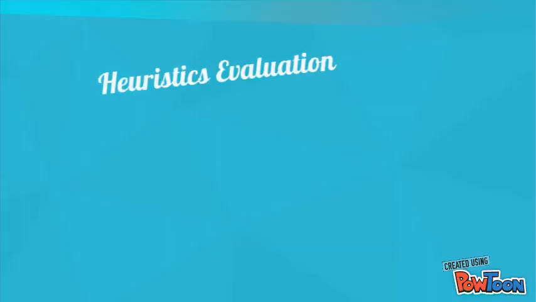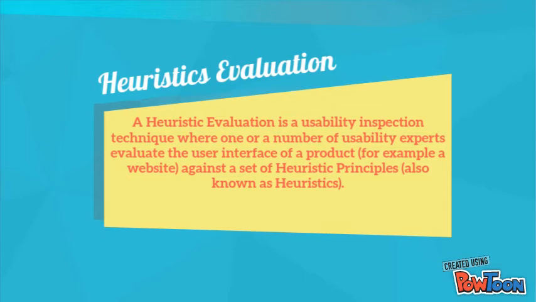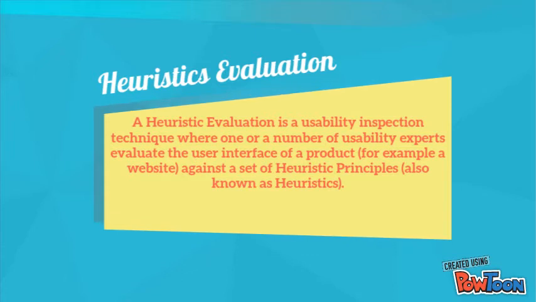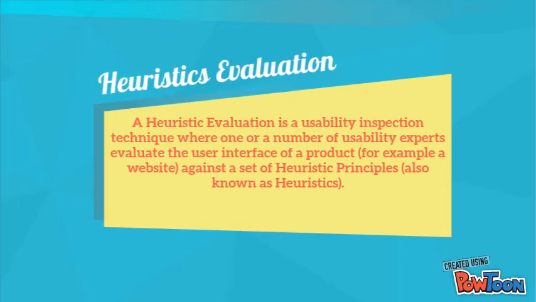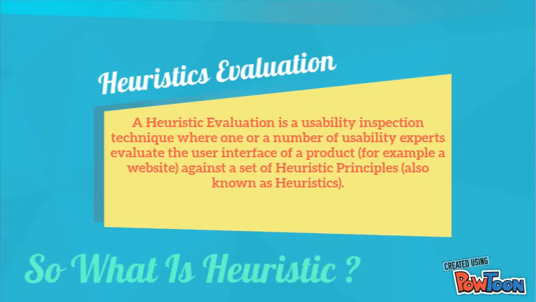Let's start. Heuristic evaluation. A heuristic evaluation is a usability inspection technique where one or a number of usability experts evaluate the user interface of a product, for example, a website, against a set of heuristic principles, also known as heuristics. So, what is heuristics?